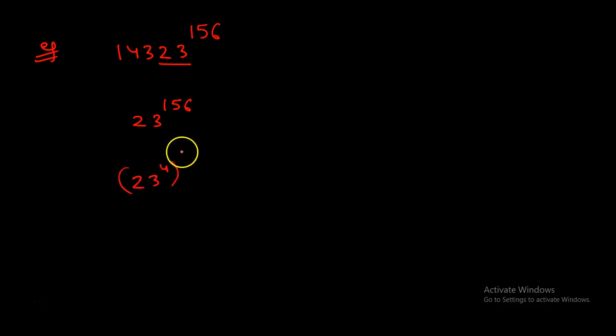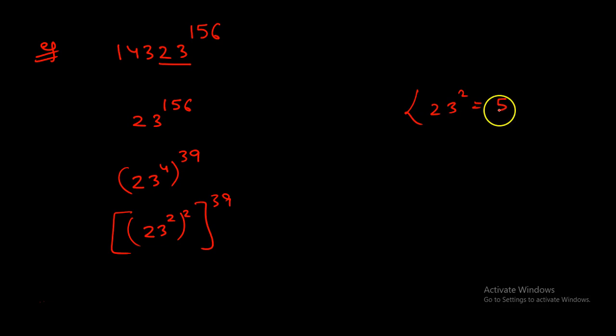So if it is 4, then 4 times 39 is 156 and 9 times 4 is 36. So this is now how we will calculate 23 power 4. We can write 23 power 4 as 23 square and whole square, and this is 39 as it is. Now you should know what is 23 square. So 23 square is 529, so last two digit of 23 square is 29. So we can write 29, then again square, and then power 39.